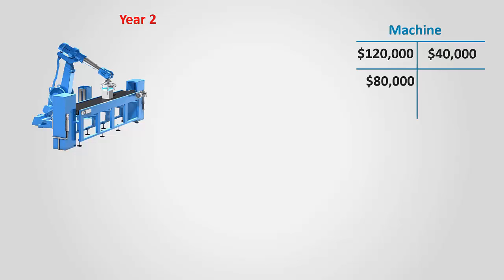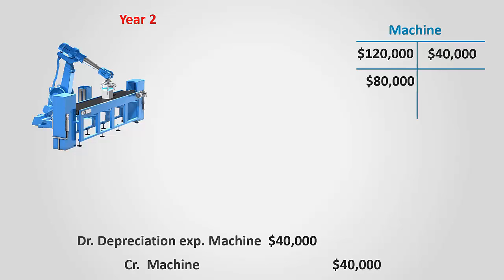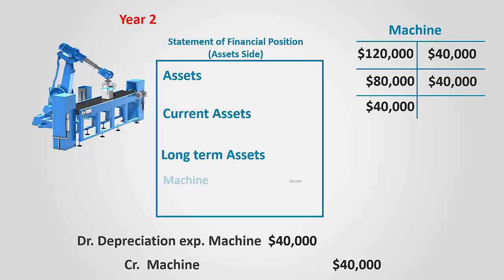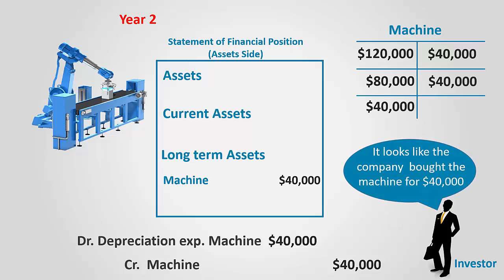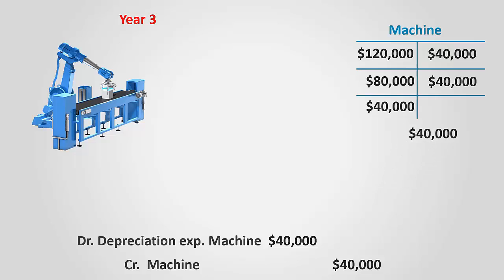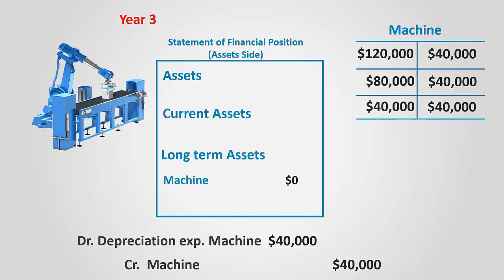In the second year, a similar journal entry is recorded for depreciation expense. After posting it, the machine's balance is $40,000. Hence, the balance of the machine on the statement of financial position is only $40,000. This would now give the readers the impression that the business bought the machine for only $40,000. In the third year, with a similar entry, the balance of the machine is now equal to 0.